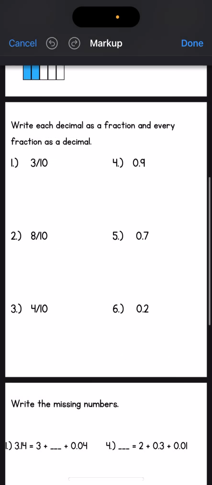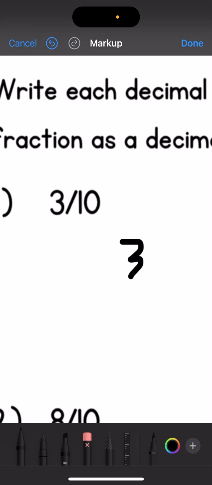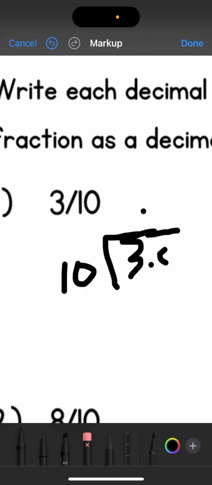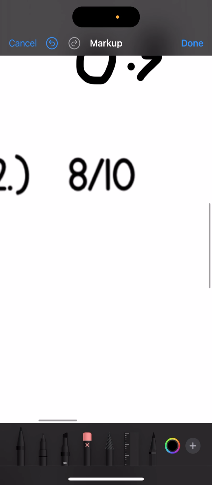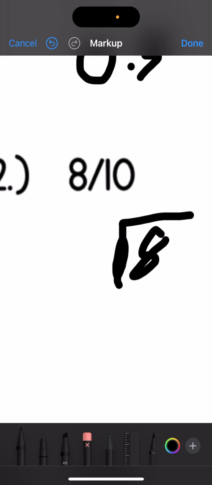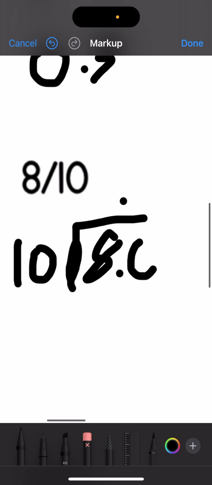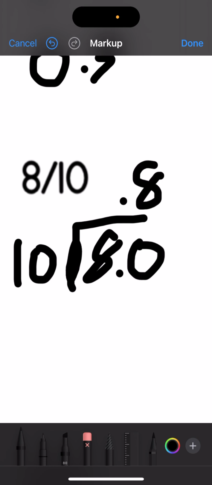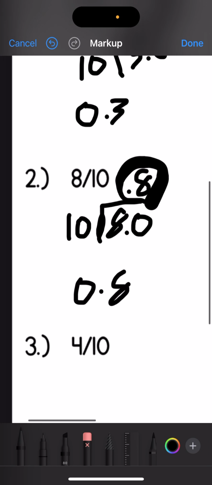Write each decimal as a fraction and every fraction as a decimal. Okay, same thing. We're going to divide the top by the bottom. And we get 0.3. Same thing over here. 8 divided by 10. And we get 0.8.